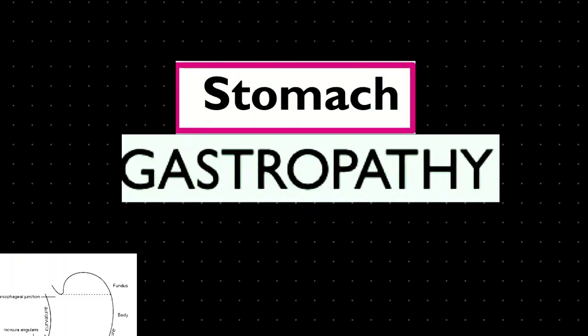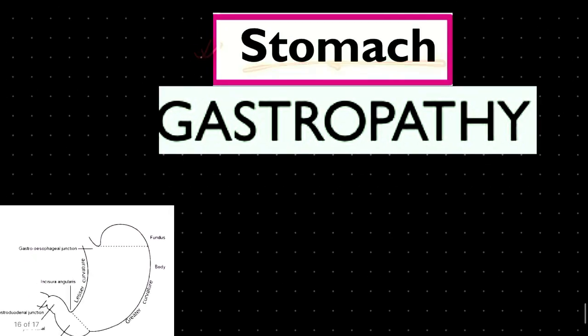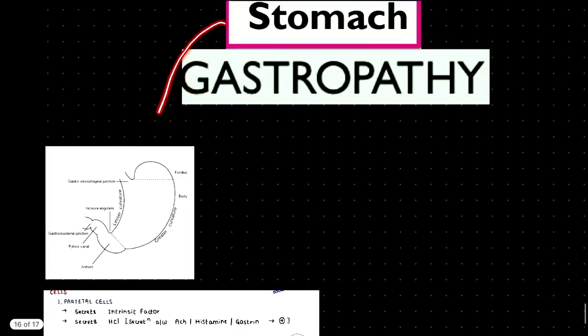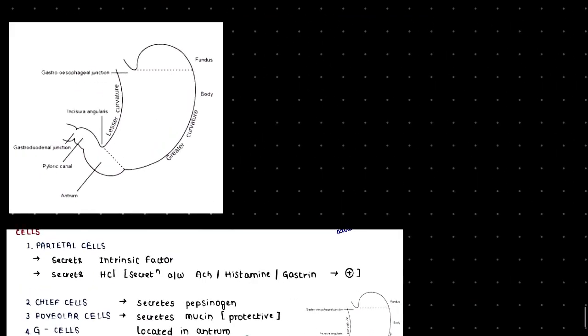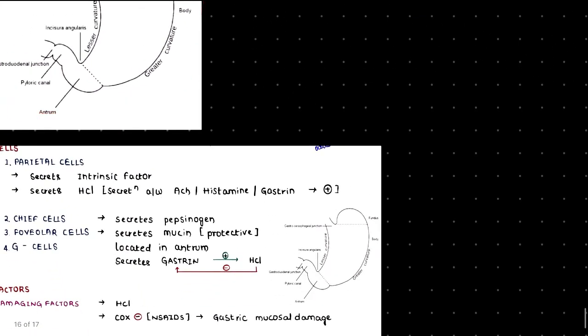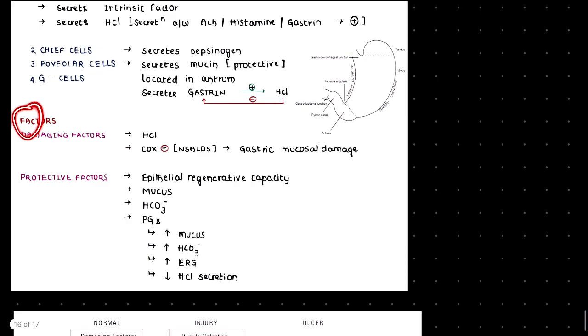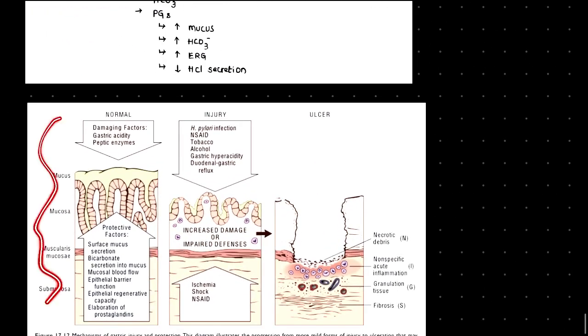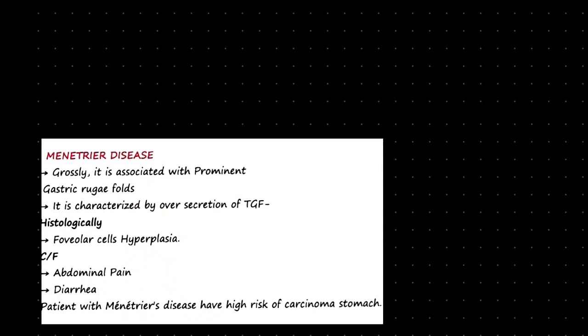The topic of discussion is the stomach. After knowing the brief anatomy of the stomach, we'll move toward gastropathy. We'll discuss the stomach and its anatomical structure, and the various factors that act as damaging factors and protective factors. We'll go through the diagram mentioned in Robbins, and then differentiate gastropathy from gastritis.